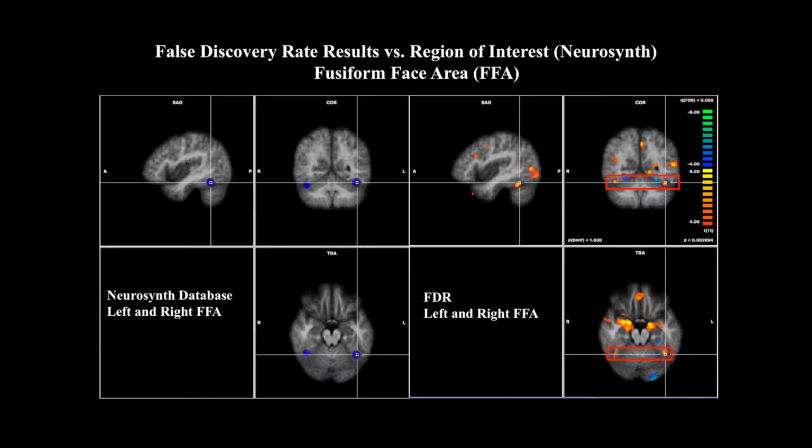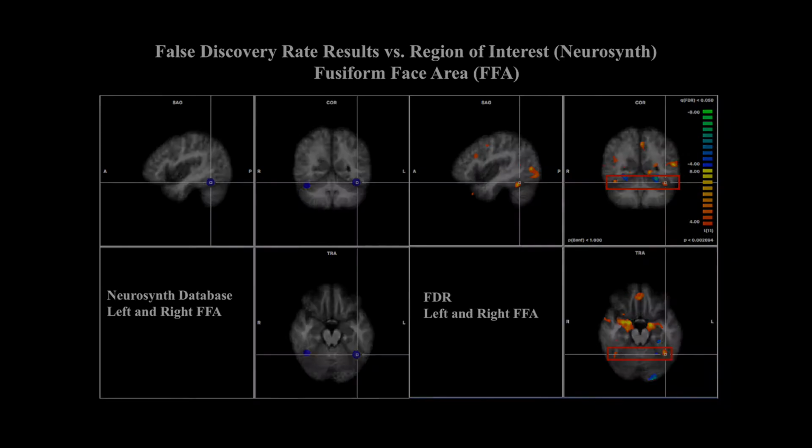So on the left we have the Neurosynth database, which indicates the location of the left and the right FFA. On the right, we have the corrected group analysis for the false discovery rate. As you can see, indicated by the red box, the FFA survives the false discovery rate correction.